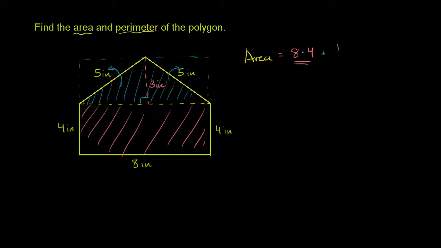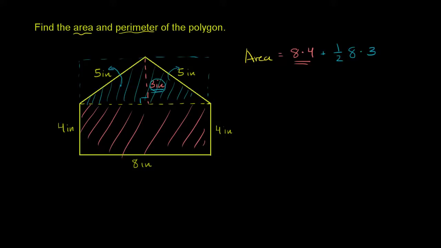So plus 1/2 times the triangle's base, which is 8 inches, times the triangle's height, which is 4 inches. And so let's just calculate it. This gives us 32 plus, oh sorry, it's not 8 times 4. I don't want to confuse you. The triangle's height is 3. 8 times 3. Right there, that's the triangle's height.